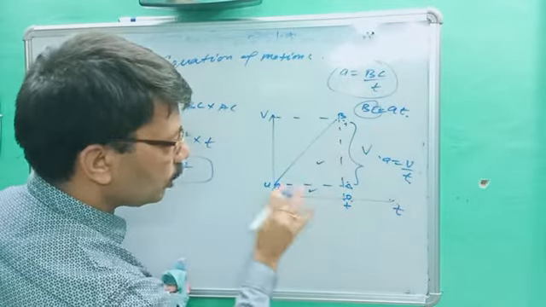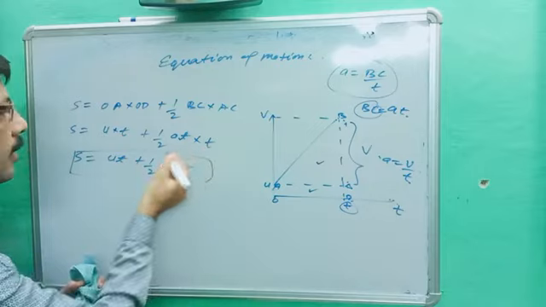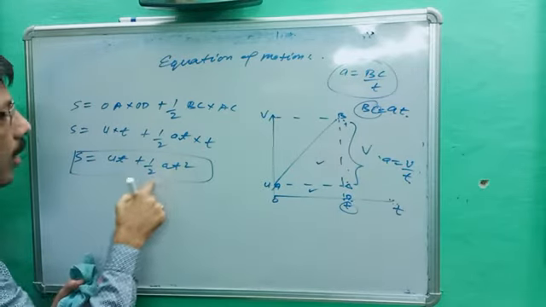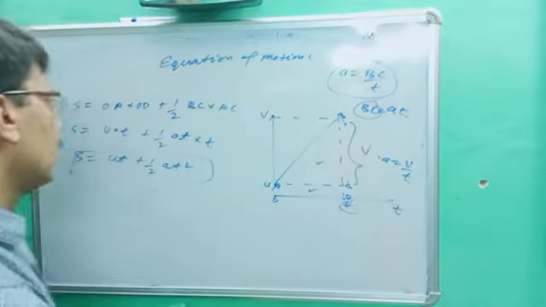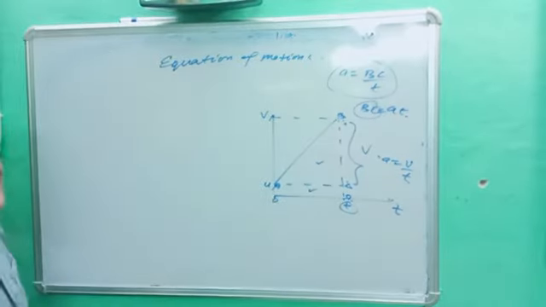AC is equal to T. AC is equal to OD, and it is equal to what? T. So directly we can write this. It becomes S is equal to UT plus 1 upon 2 at square. Okay. Third equation. Our third equation is V square is equal to U square plus 2AS.